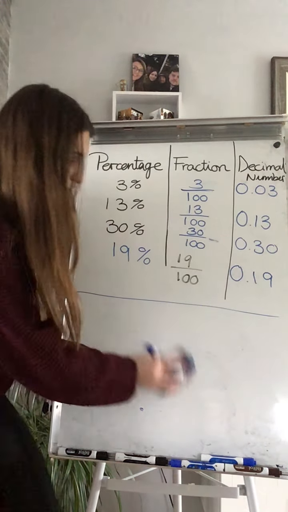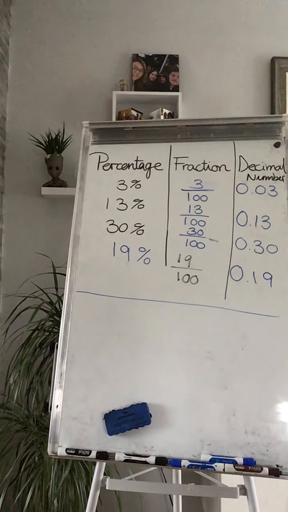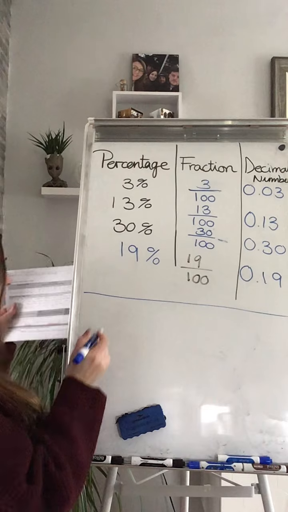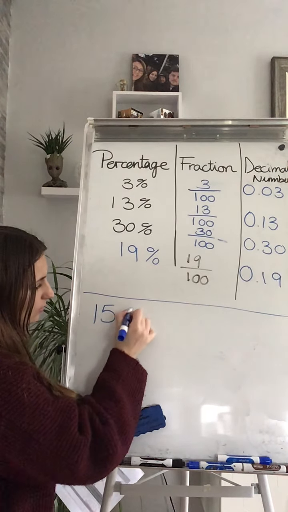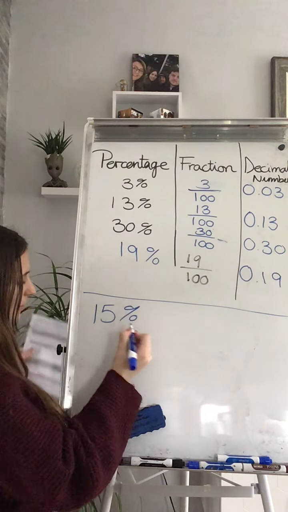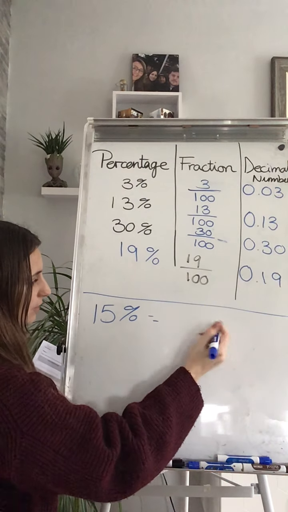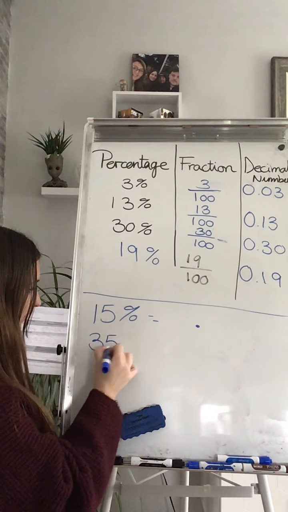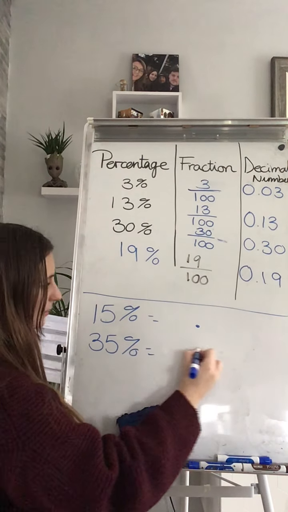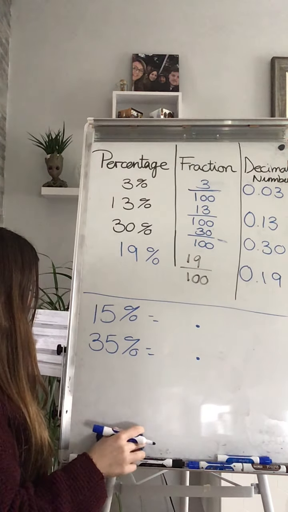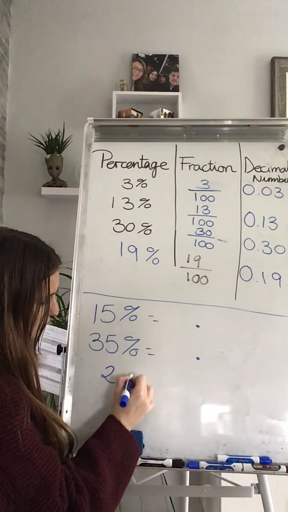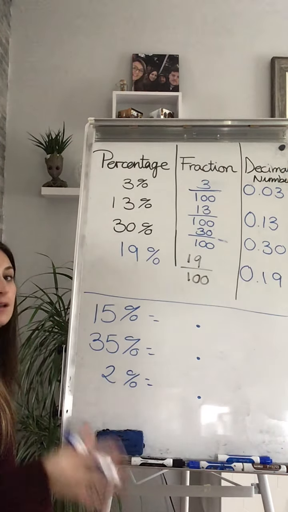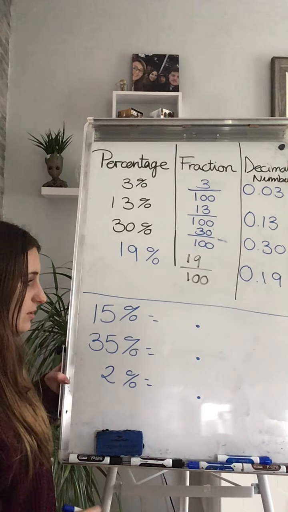Let's see if we can do these ones together. Do you think you can change all your book? Can you try to write 15% as a decimal number? Can you try to write 35% as a decimal number? And can you try to do 2% as a decimal number? We are going to do it together, so don't worry. But just try to do it if you want to challenge yourself, okay?